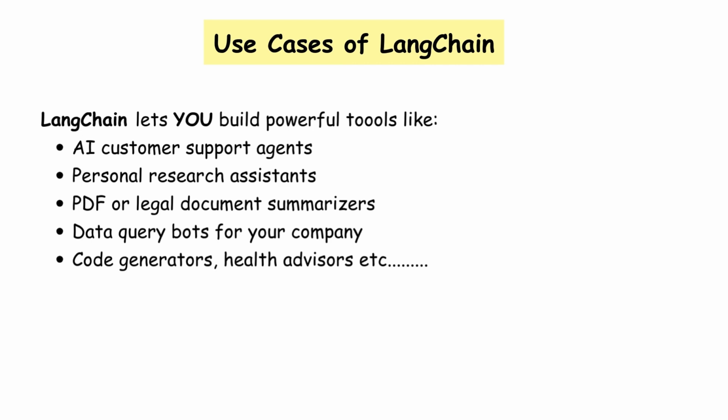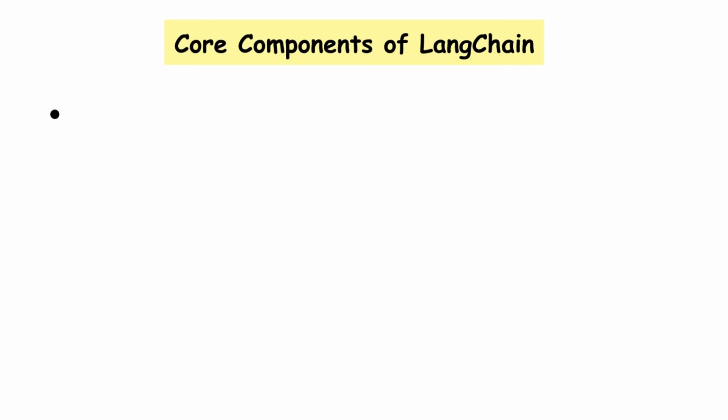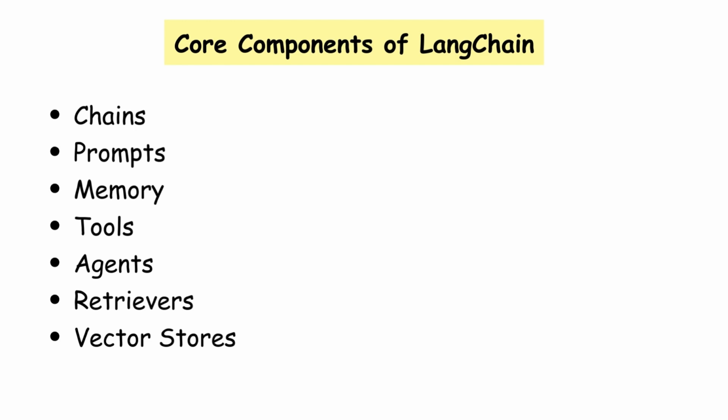Before we move on, I want you to ask yourself, what is one app you wish AI could build for you? Now keep that in mind, because by the end of this video, you will know exactly how to get started with LangChain. We have now understood what LangChain is and why it matters. Next, we are going to break it down into main parts. LangChain has different core components like chains, prompt templates, memories, tools, agents, retrievers, document loaders, vector stores, and so on.